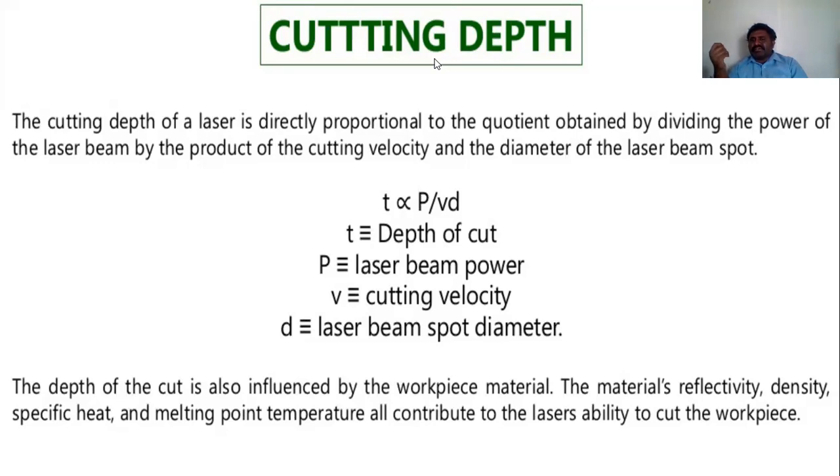What is the notation we can say here? The depth of cut is directly proportional to the laser beam power, which is divided by the laser beam spot diameter. Here the cutting depth is a measure that depends upon the focal length, that is, the distance from the lens to the workpiece. So the cutting depth can be measured here.